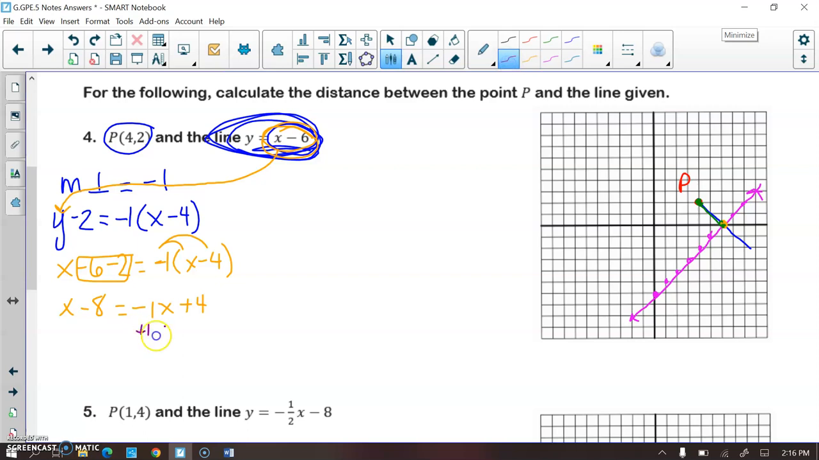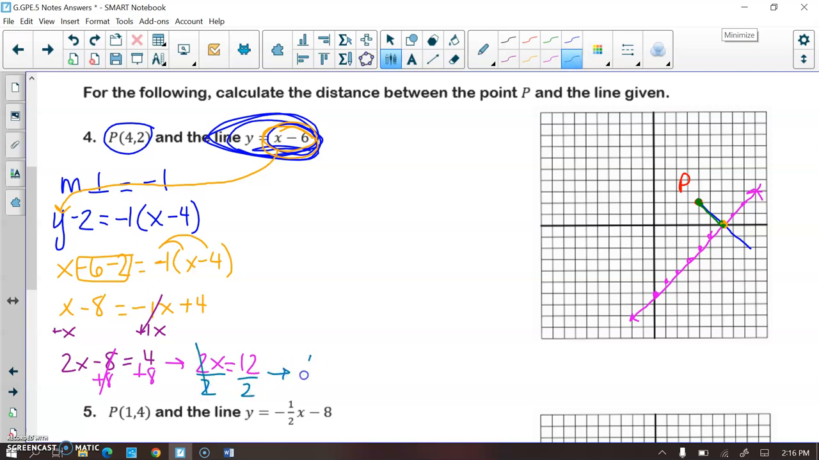Now adding this 1x over, I have 2x minus 8 is equal to 4. And then adding 8 to both sides, I get 2x is equal to 12. And then dividing by 2 on both sides, x comes out to be 6.